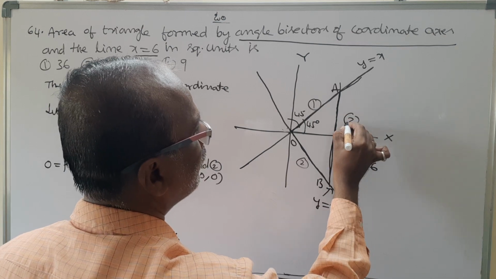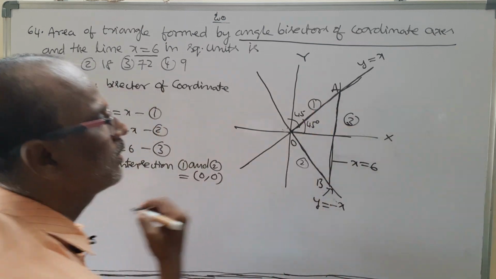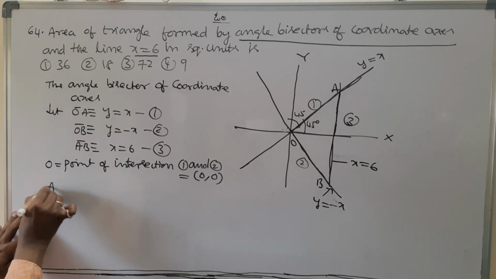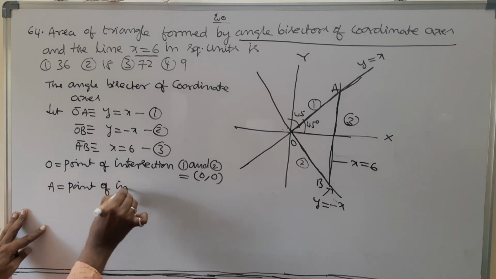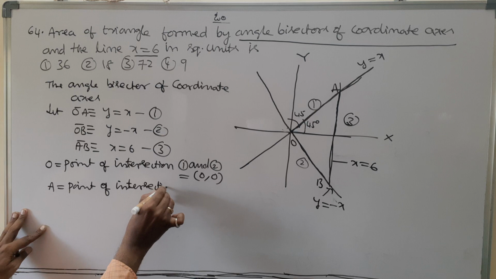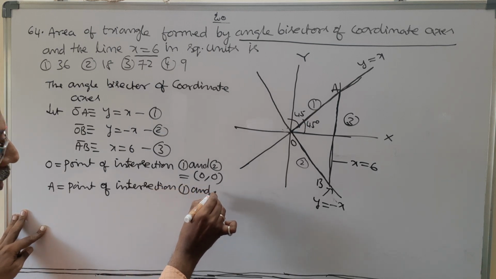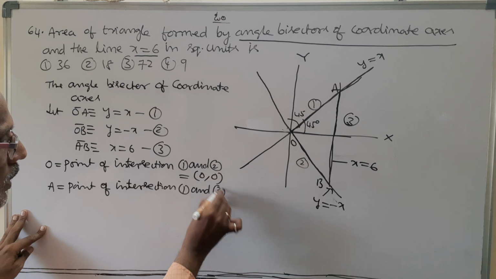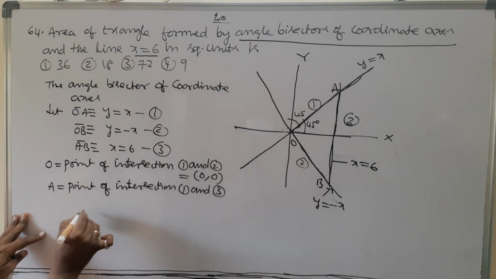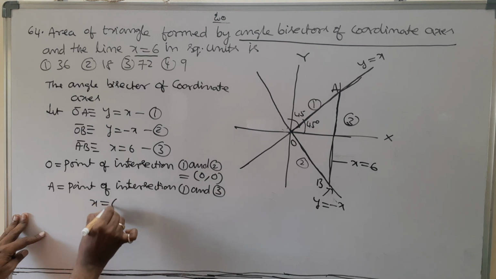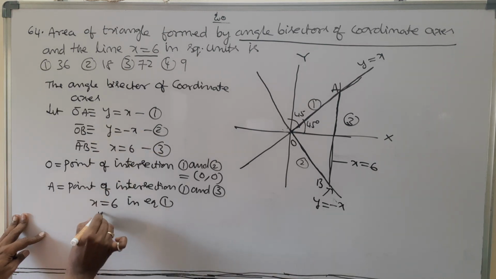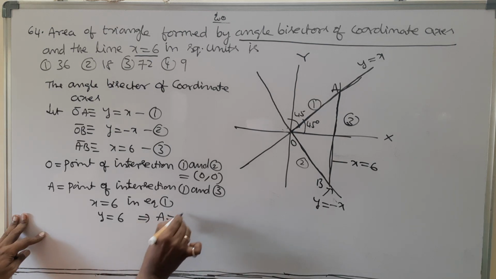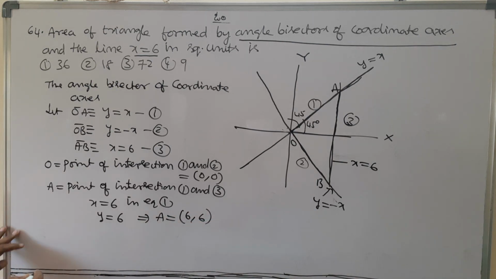This AB line is the third equation. A is the point of intersection of 1 and 3. Here x equal to 6 in equation 3. Apply in equation 1: x equal to 6, y is equal to 6. Then capital A is equal to 6, 6.